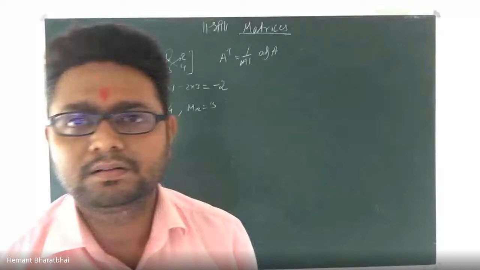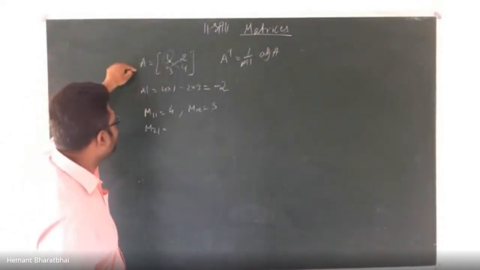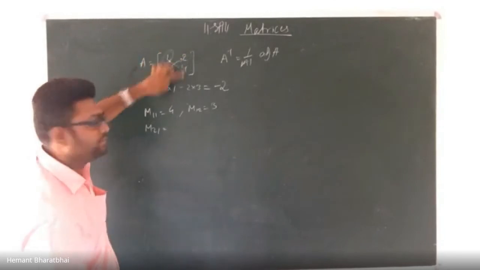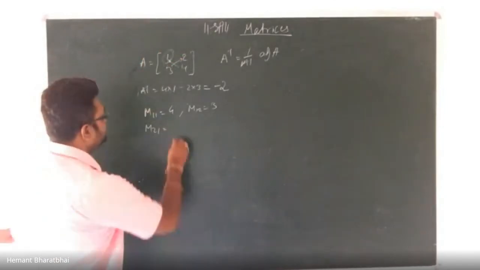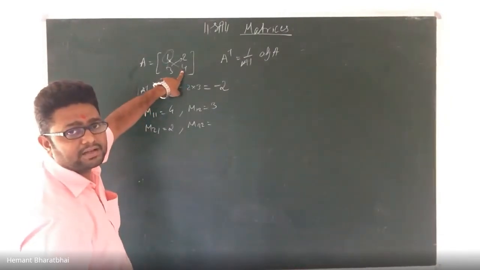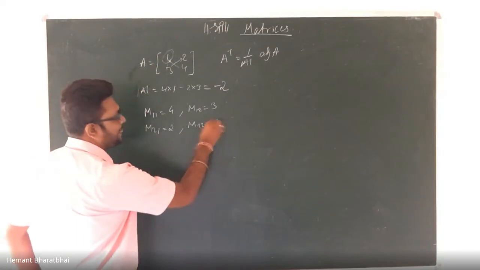Okay, okay. When I'm writing M21, meaning second row and first column, I am going to cancel the second row and the first column. So what remains is 2. I'll write 2 over here. When I write M22, this element is in the second row and second column, so I'm going to cut the second row and second column. What remains is only 1.